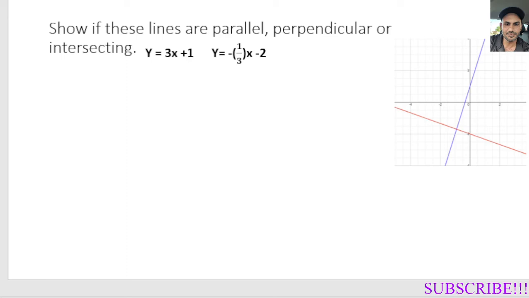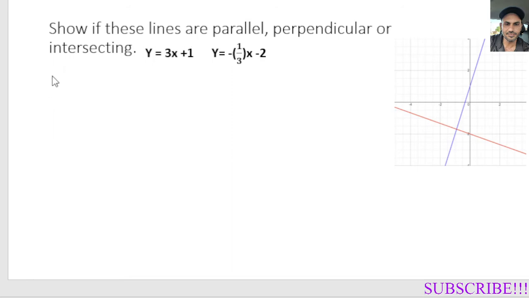Hello, welcome everyone. In this video, I'm going to go over lines that are either parallel, perpendicular, or intersecting. So let's go ahead and start with our first example. Here we have two lines, and we want to see if these lines are parallel, perpendicular, or intersecting.